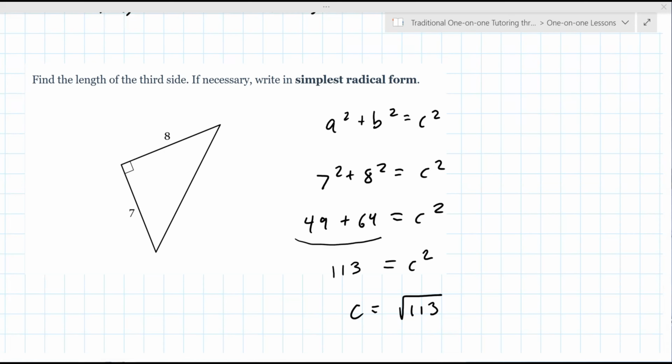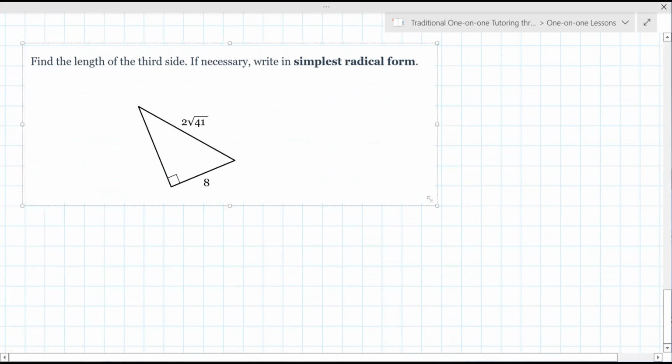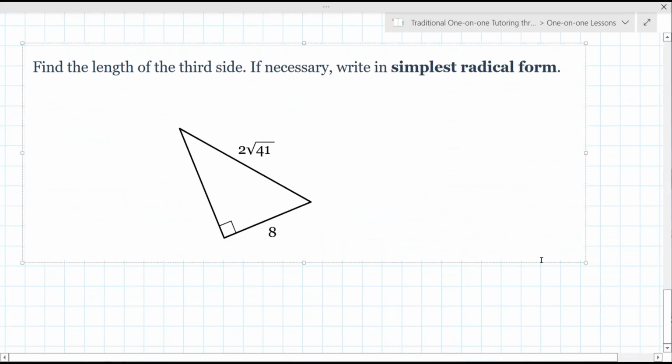Okay. All right, I guess there's one more. I guess we should do this one. Okay, so it says again, the instructions are all the same. I do like Delta Math for that. They're being very consistent. Find the length of the third side. Question for you is, are you finding the leg or the hypotenuse?